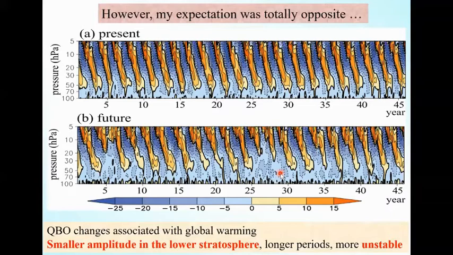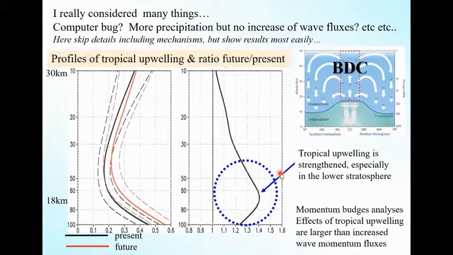So I was very confused to see this picture the first time and tried to consider many things. At first, I doubted a computer bug, but it was not. So precipitation increased, but wave flux did not increase. But I found the wave fluxes were increased. Here, I skipped the details, including mechanisms, in this presentation, but show the results most easily.